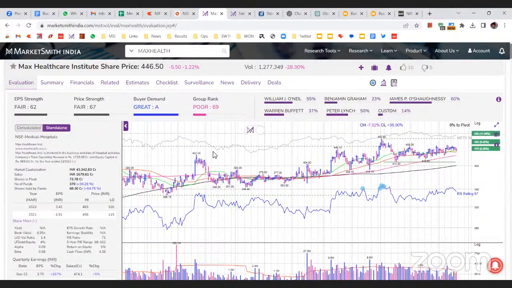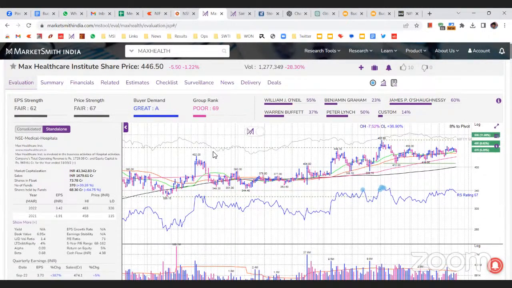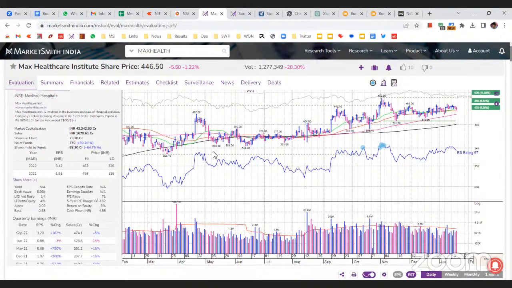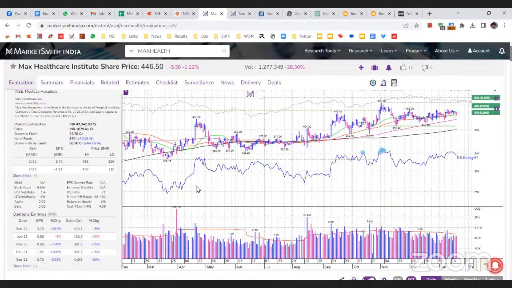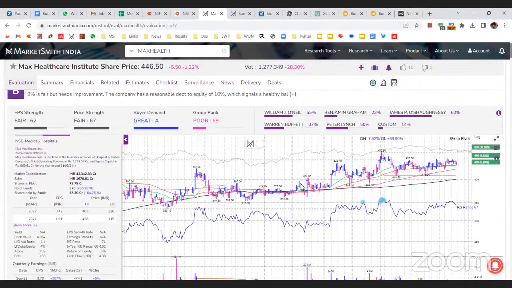On the ratings wise also, it is not looking very strong. It is looking only fair. EPS is at 62 because June 2022 numbers are not so good for the company. Otherwise, overall, the previous 4 to 5 quarters numbers have been very good, but the June quarter definitely is weighing down the stock in terms of EPS rating. Price rating is also not very good because the stock has moved sideways. So definitely there is no outperformance of this stock compared to the general market. That's why you see the RS line is also moving sideways.